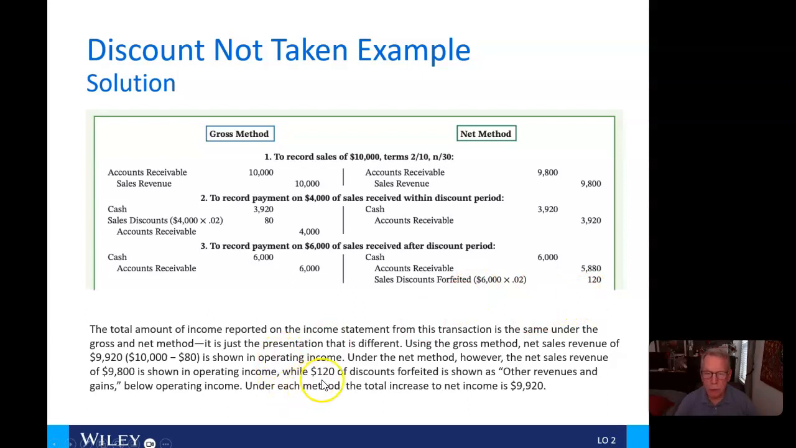Under the net method, the net revenue is shown in operating income, while the $120 of discount is shown in other revenues and gains below operating income. Under each method, of course, the total increase to net income was the same, $9,920.